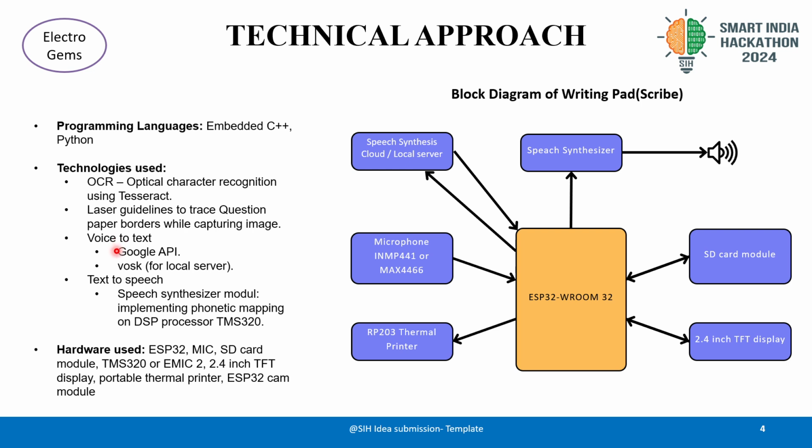For voice to text, we are adopting the Google API in the presence of internet, or the VOSK model in the absence of internet. For text to speech, we are trying to implement phonetic mapping on the TMS320 DSP processor or the MIG2 DSP processor. The hardware we are using is ESP32, mic, SD card module, and a DSP processor, either MIG2 or TMS320, along with a 2.4-inch TFT display, a portable thermal printer, and also an ESP32 CAM module.